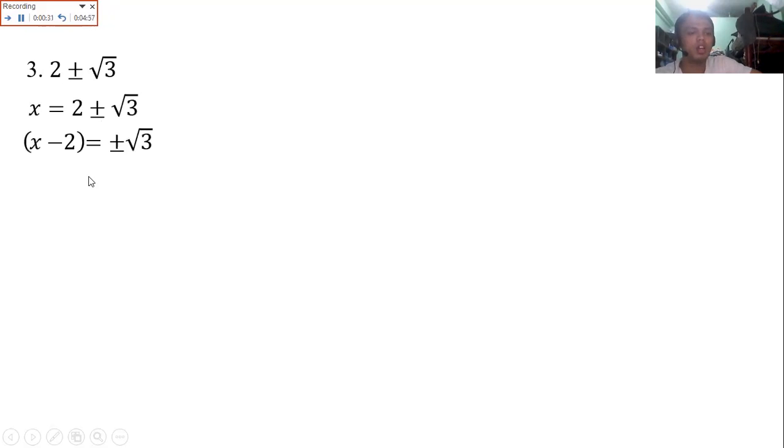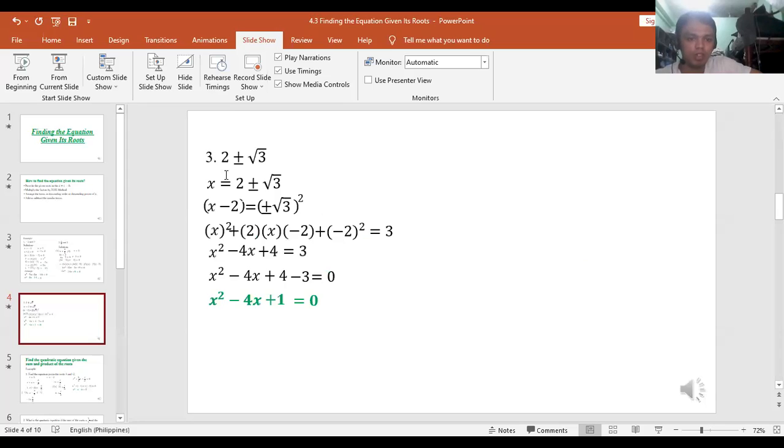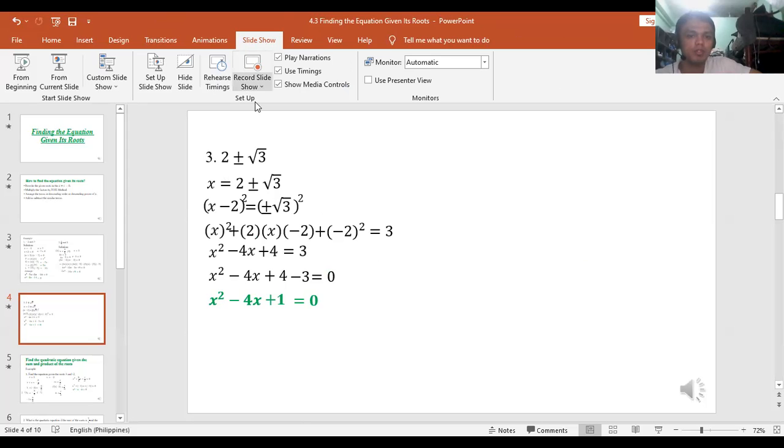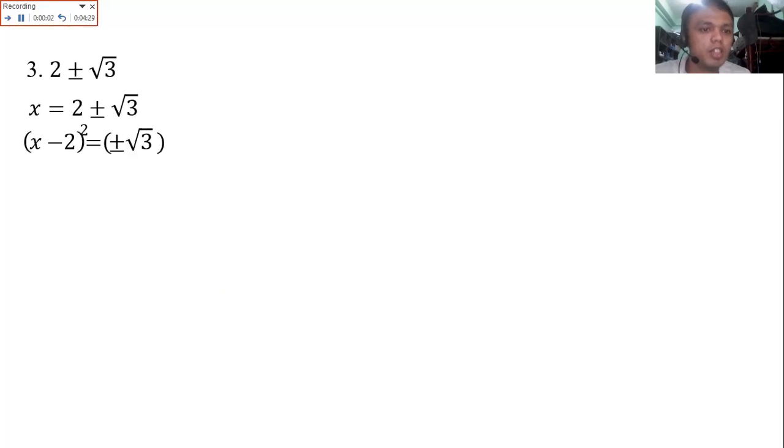Then, maglagay tayo ng square both sides para matanggal tong square root sign. May 2 dito ha, hindi ko lang nailagay. Ayusin ko para naman hindi kayo mahirapan. White kasi kaya di makita. Yan. Okay, yan. Now, may square root, may exponent na 2 both sides.